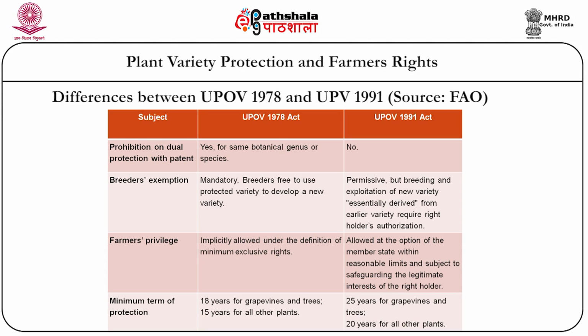Minimum term of protection: 18 years for grapevines and trees and 15 years for all other plants under the 1978 Act; 25 years for grapevines and trees and 20 years for all other plants under the 1991 Act.